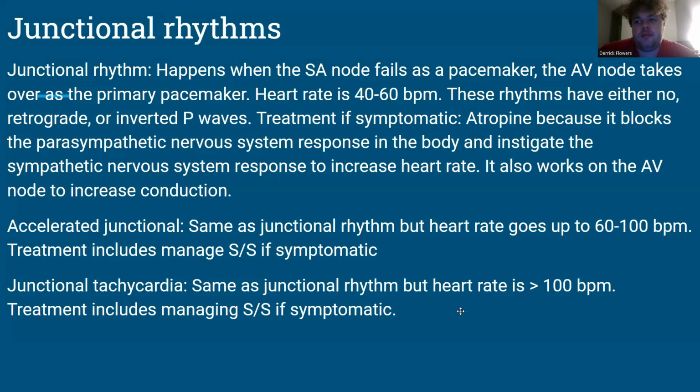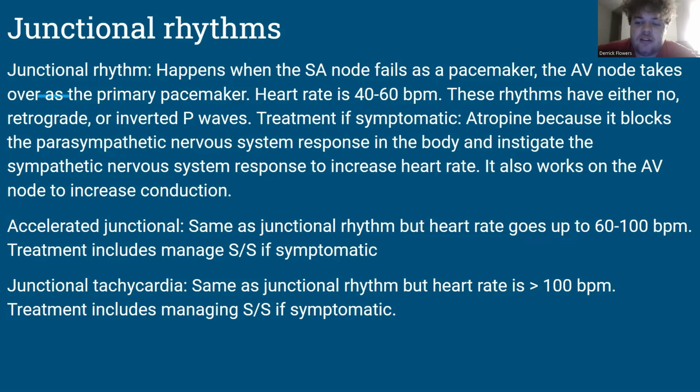Next is junctional rhythms. Now, junctional rhythms happen when the SA node fails. The AV node takes over as a primary pacemaker. Heart rate, like we talked about earlier, is 40 to 60 beats per minute, usually with a junctional rhythm. These rhythms either have no P waves, retrograde, or inverted P waves. If they're symptomatic, treat them with atropine. Atropine blocks the parasympathetic nervous system response in the body and instigates the sympathetic nervous system. It also works on the AV node to increase conduction through it.